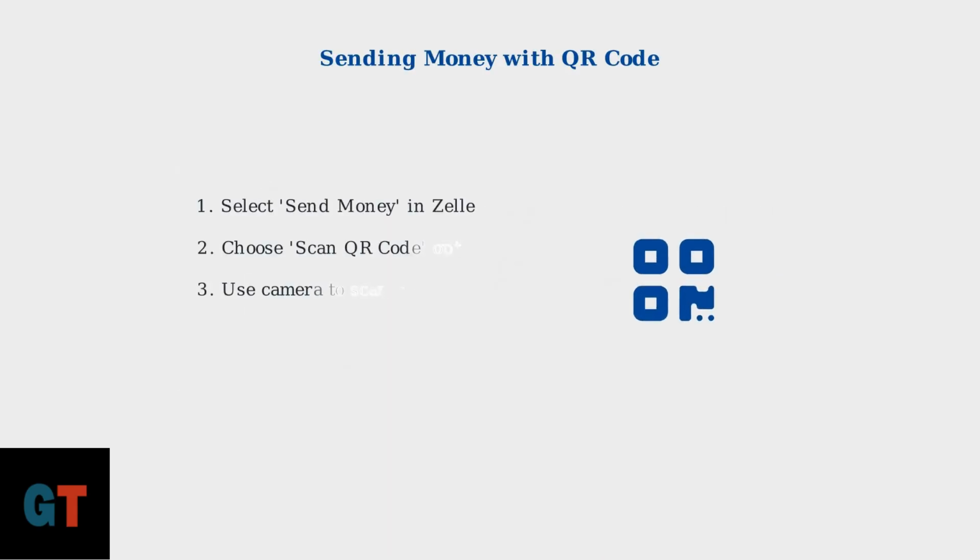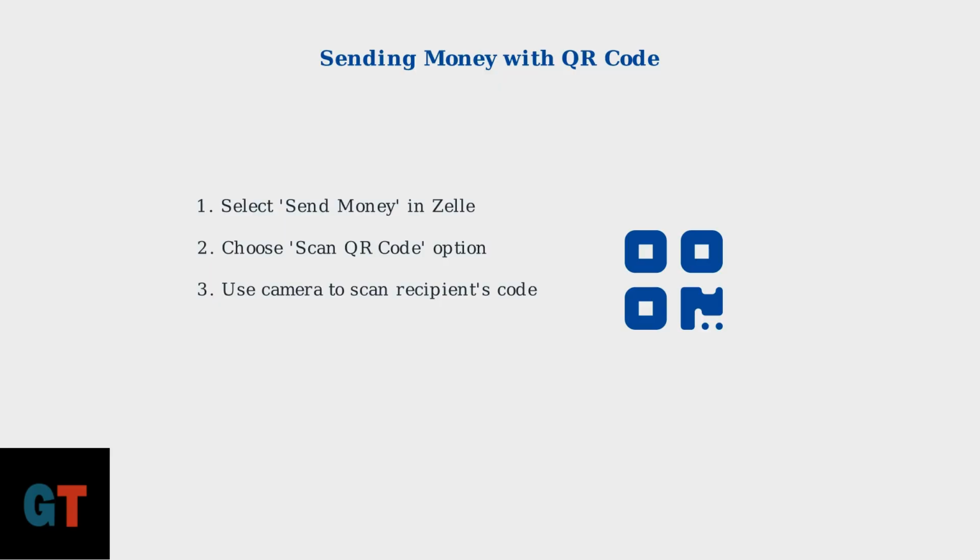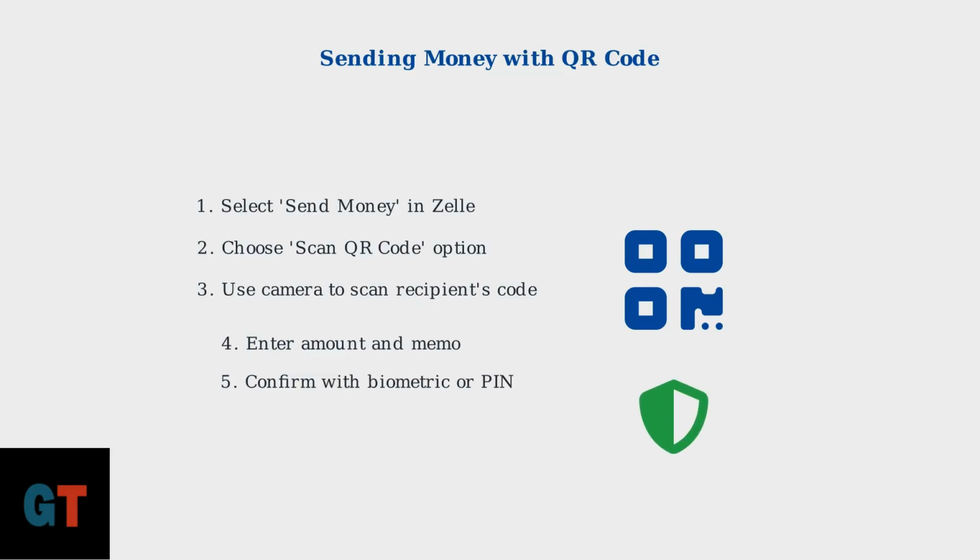To send money using a QR code, go back to the Zelle section and choose Send Money. Then select the Scan QR Code option to use your camera. After scanning the QR code, enter the amount you want to send and add an optional memo. Finally, confirm the transaction using your biometric authentication or PIN for security.